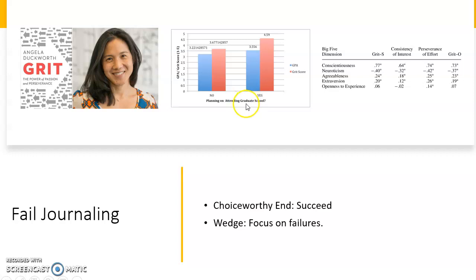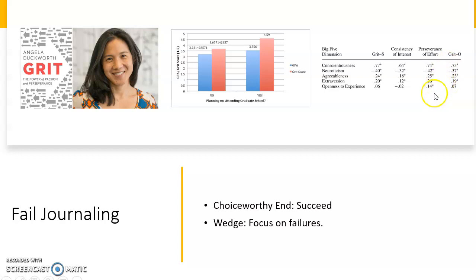So do they want to go to grad school, for instance? Are they conscientious? So grit is positively correlated with conscientiousness. Are they neurotic? Grit is negatively correlated, which means the more grit you have, the less neurotic you're likely to be. Moderately positively correlated with agreeableness and extroversion and openness to experiences. But it's really that one, that conscientiousness and neuroticism, right?